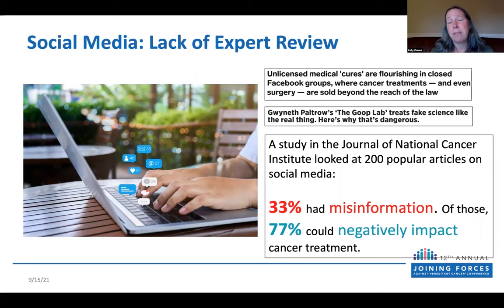A study by a group of researchers that was published in the Journal of the National Cancer Institute looked at 200 popular articles on social media based on cancer information and showed that 33% of them had misinformation. And of those, 77% could negatively impact cancer treatment if people acted on that. That's a really large impact potentially of misinformation.